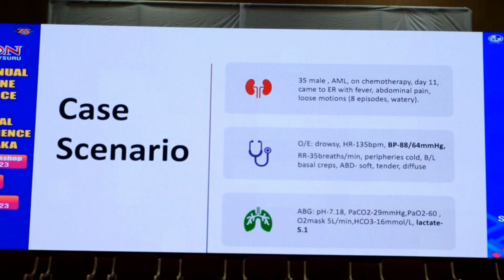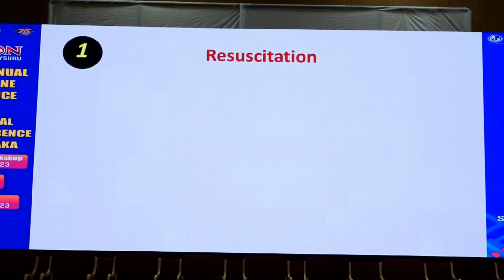Such a patient who comes to the casualty is predominantly hypotensive, peripheries are very cold, the patient has basal crepitations and a diffusely tender abdomen, and is quite septic here. If you see the ABG, the patient has high lactates with acidosis; this is a common presentation. Here it's a life-threatening situation with extremely low blood pressure and high lactates. So this is a situation where we resuscitate the patient.